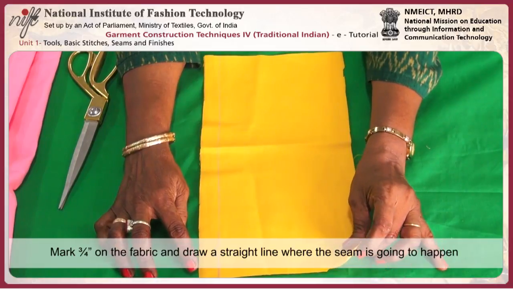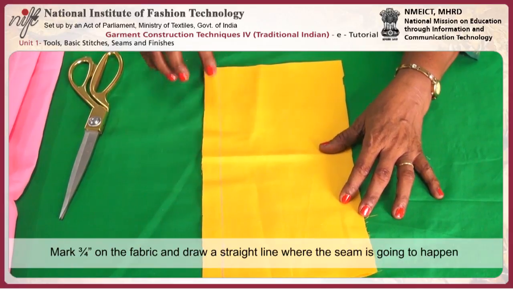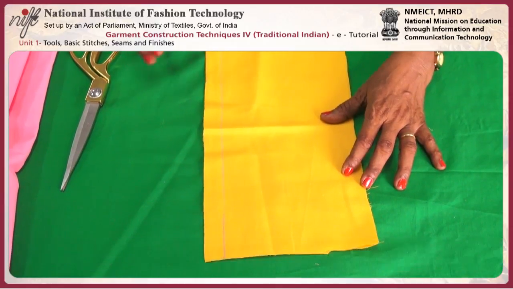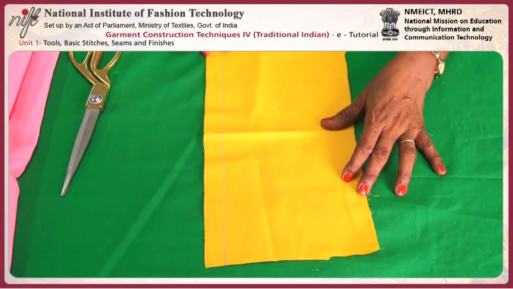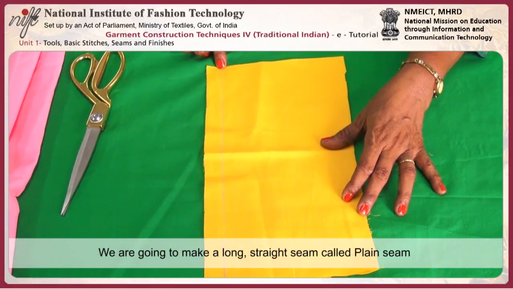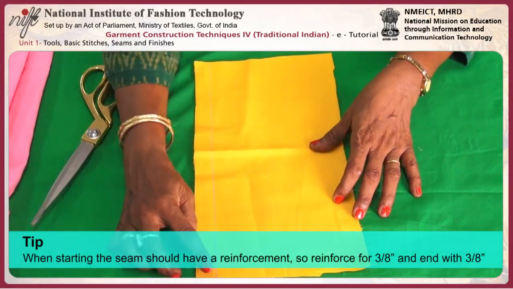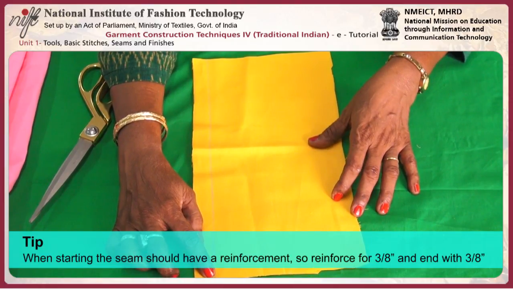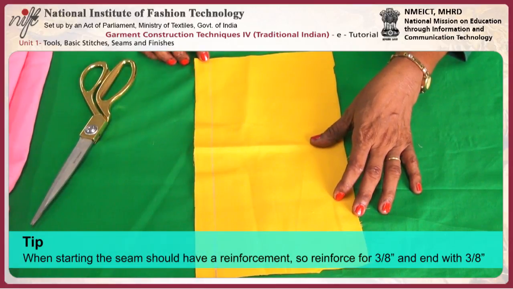Mark 3/4 of an inch from here and draw a straight line where the seam is going to happen. So, the distance from the starting to the end has to be 3/4 of an inch. You are going to do a long straight seam called a plain seam. When you are starting, the seam should have a reinforcement. So we should reinforce here for 3/8 of an inch while starting and end with 3/8 of an inch.